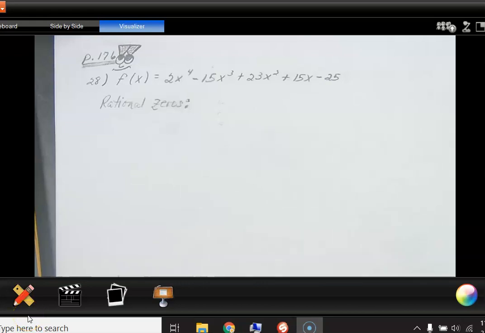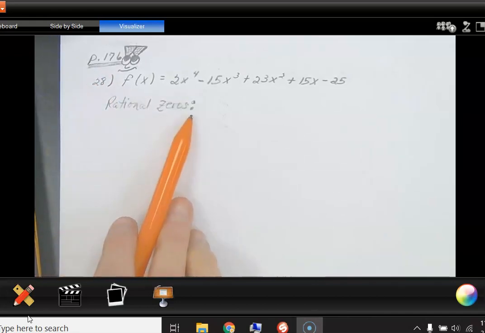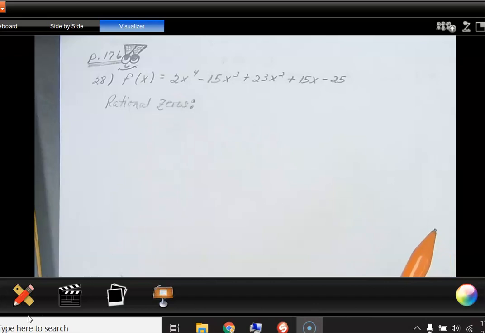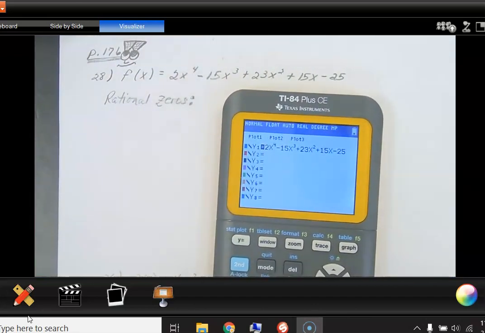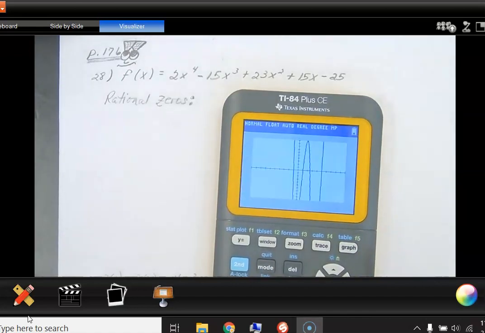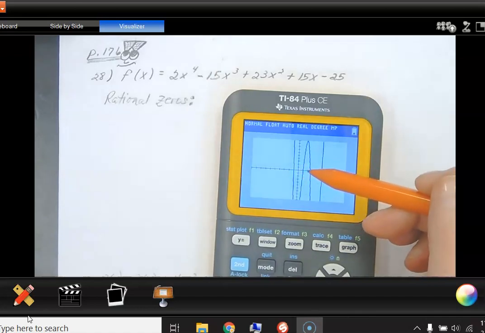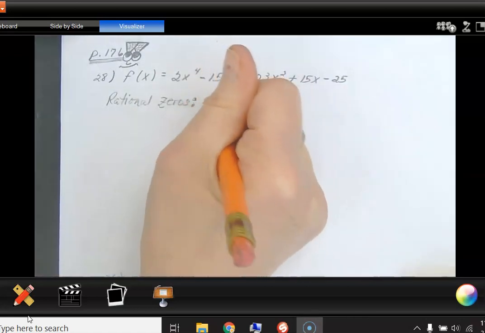I'm going to go over what appears to be most of your homework here on this video from page 176. The first question that was requested, number 28, was asked about finding rational zeros. It doesn't specifically say how to get the possible rational zeros, so I decided to put it into my calculator and graph. Without actually finding the zeros, it appears there's one at -1 and 5. So -1 and 5 appear to be correct.